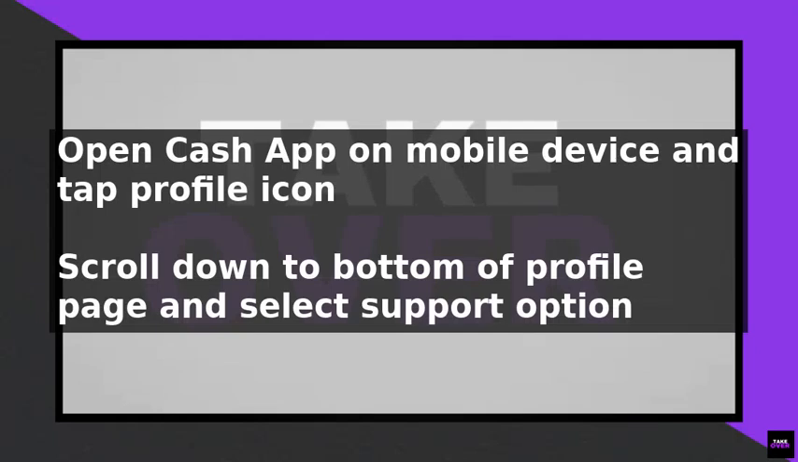To contact support on Cash App, start by opening the app on your mobile device. Tap on the profile icon located at the top right corner of the screen. This will take you to the profile page. Scroll down to the bottom of the page and select the support option.